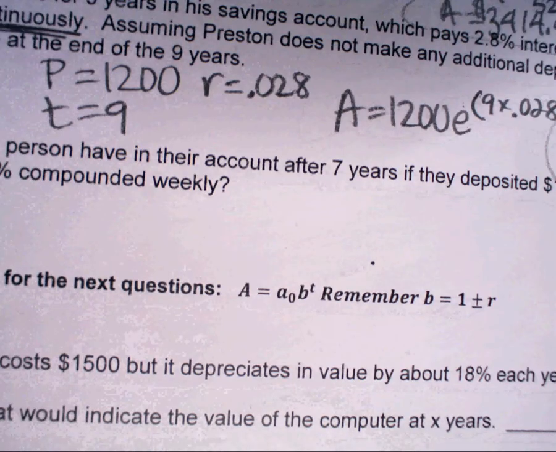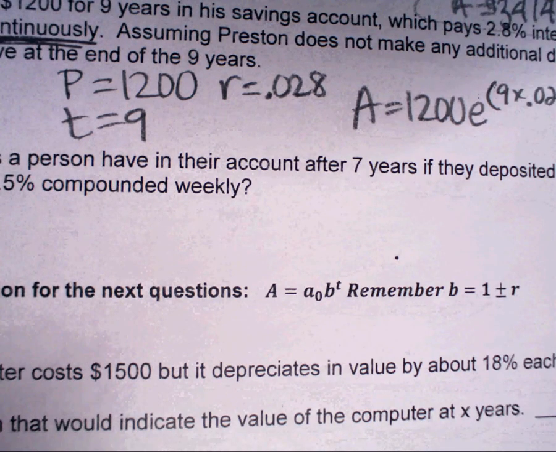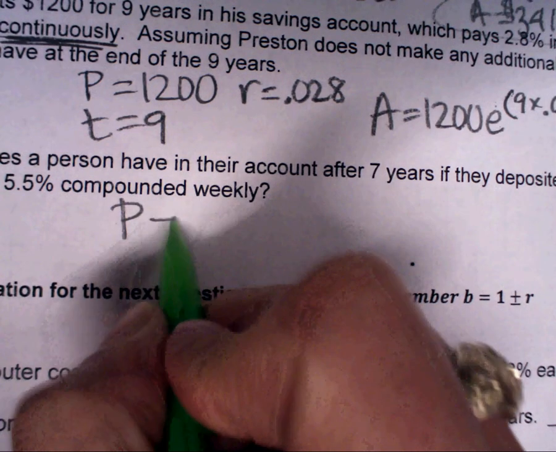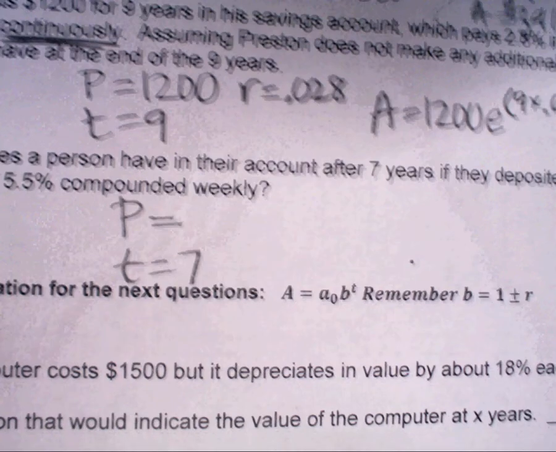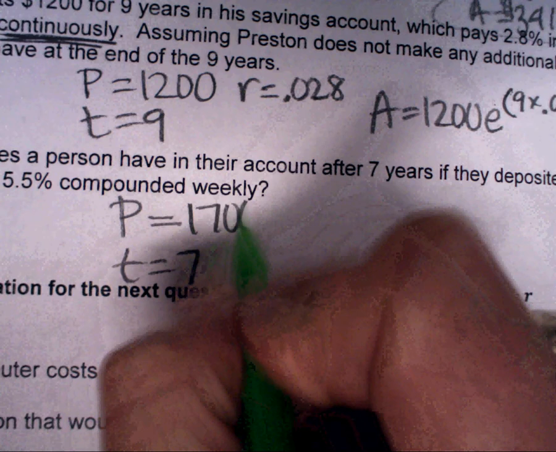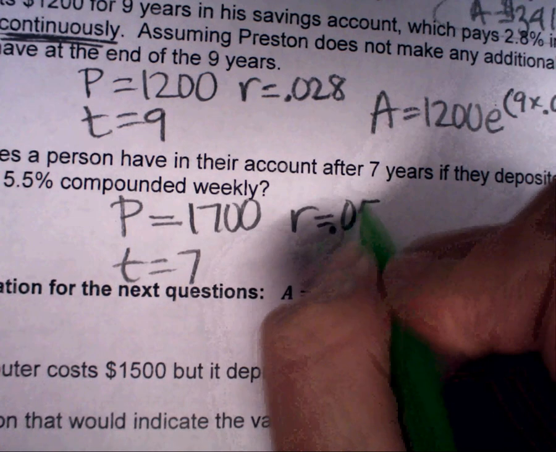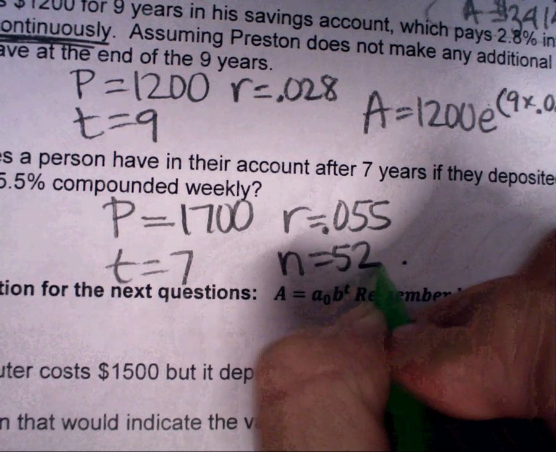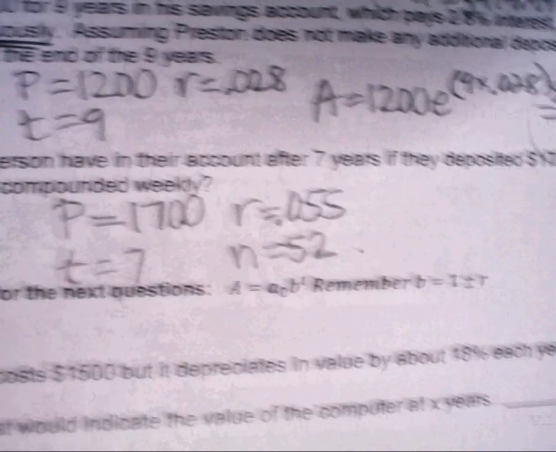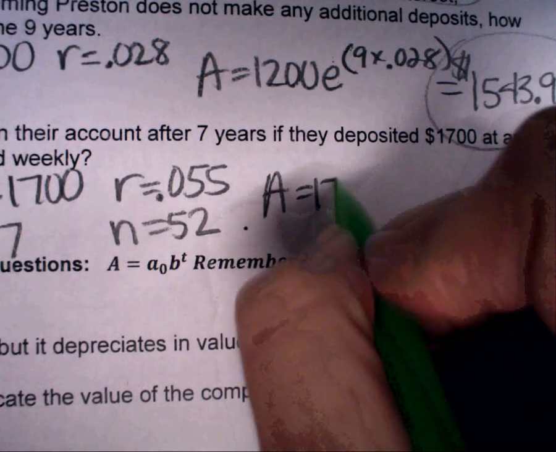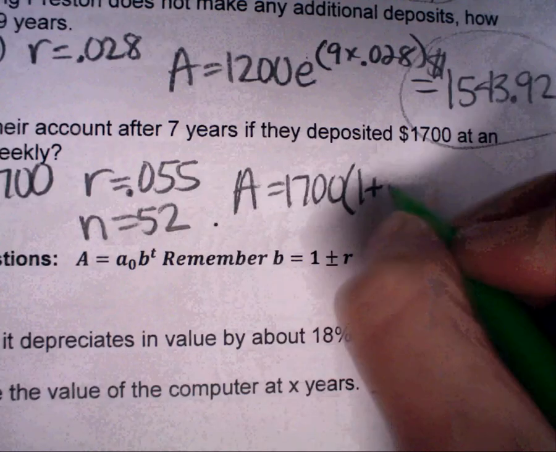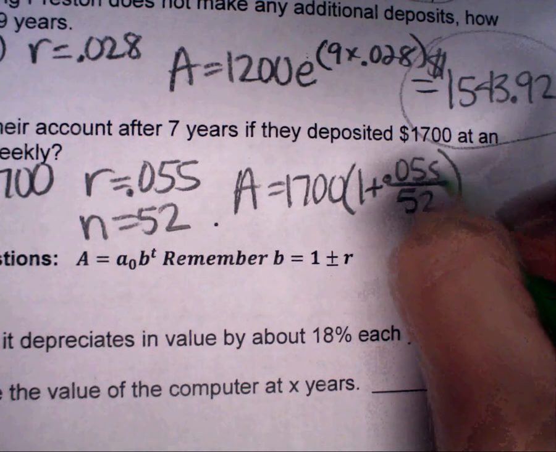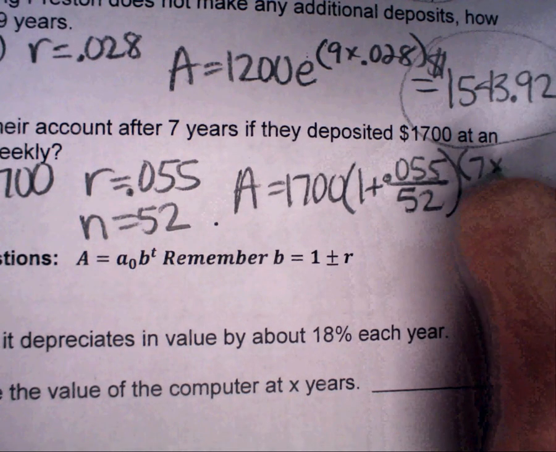Okay, so then on the next problem, I'm scanning. Nope, no continuously word, so I'm going to use the other one. So how much does a person have in their account after 7 years? So T equals 7. If they deposited 1,700 at a rate of 0.055, so 5.5% weekly, N equals 52. And I think that's all we need. So A equals 1,700, 1 plus R, 0.055 over N, 52, and then I raise it to 7 times 52.